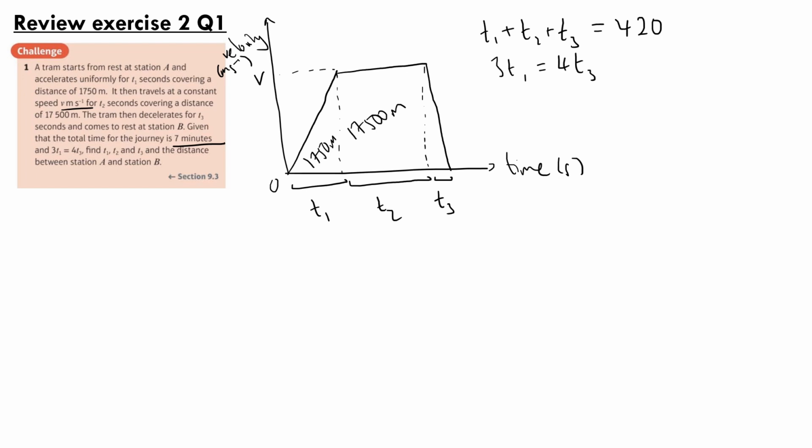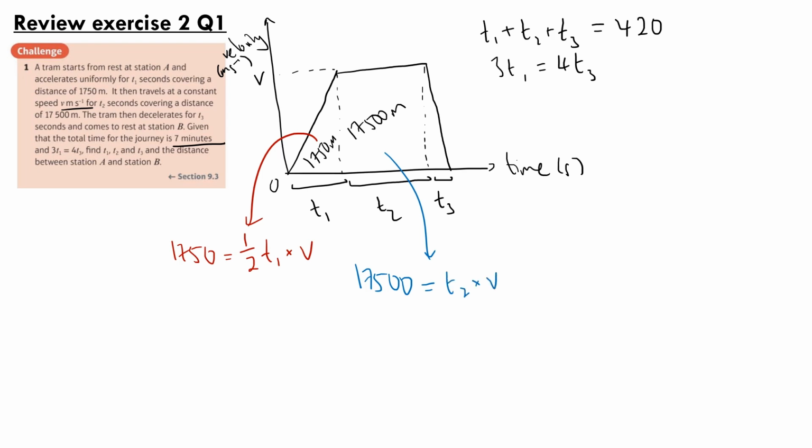Now we can use the distances that we're given to find another equation in t1, t2 and t3. And once we have a third equation, we can solve them simultaneously. So for this first area here, we have that 1,750 is equal to a half base times height, so that's a half t1 times v. And for the second area here, we have that 17,500 is equal to t2 times v.